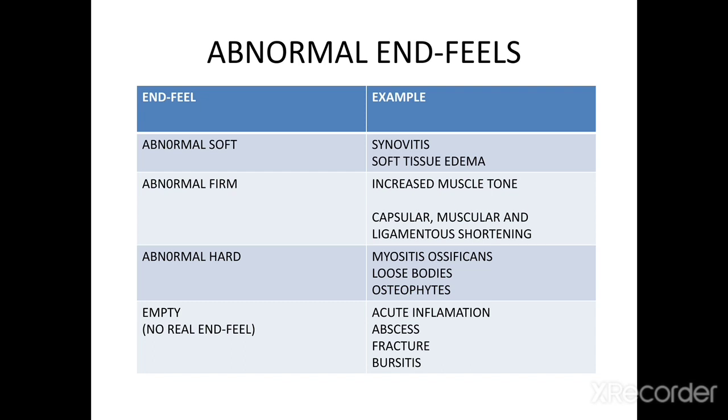Now next is the abnormal firm. Here the range of motion is limited because of the increased muscle tone. It might be because of the shortening of the capsule, muscles, or the ligaments.